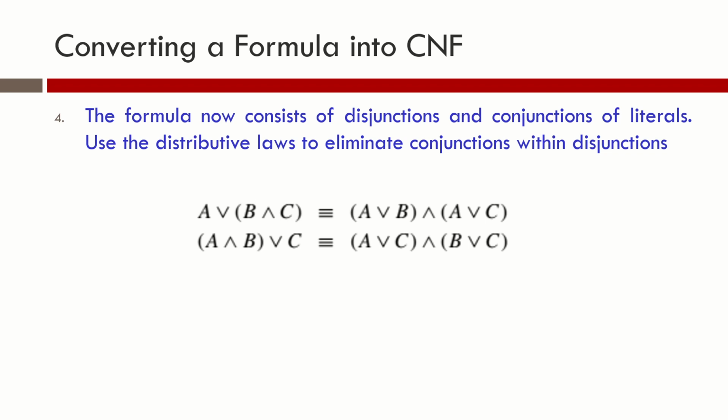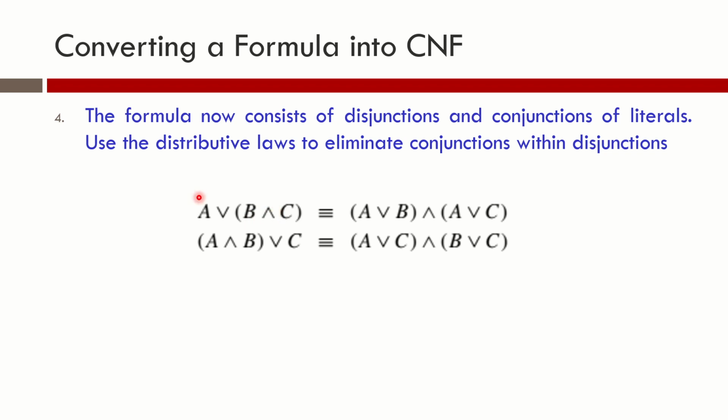Right. So what we do is we use distributive laws to eliminate conjunctions within disjunctions. See here, we have a disjunction, and inside it we have a conjunction. We should eliminate this conjunction. Our formula should be of the form conjunctions of disjunctions. So this has to be eliminated.